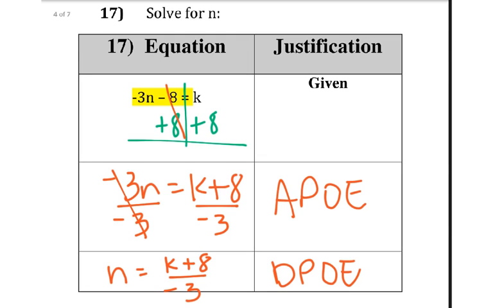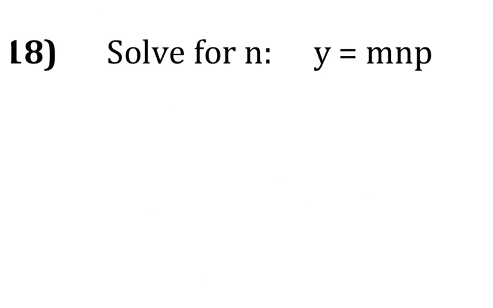Okay, the last two problems we're not going to justify, so you don't have to write the properties, but you do have to solve. So number 18, you're going to solve this for n. y equals m times n times p. So think about what you have to get rid of. Now, if it helps you, you could write it like that. Multiplication is commutative, so it doesn't matter the order.